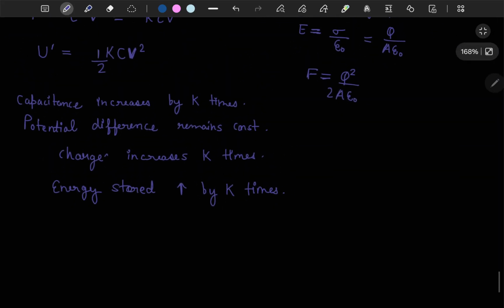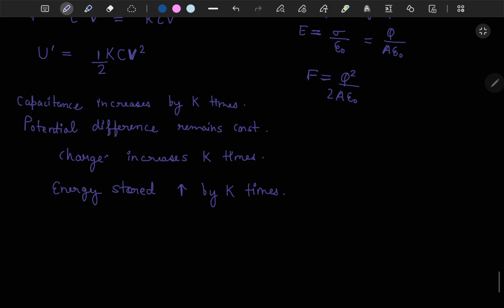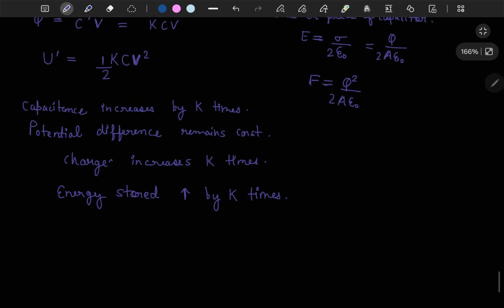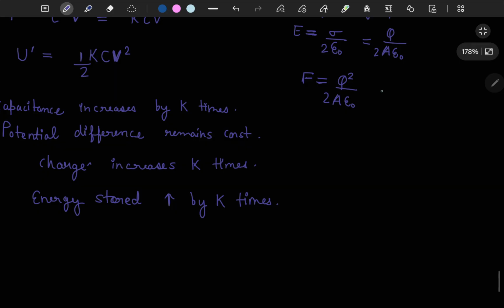Because we are talking about the force on the plates, the electric field of one plate will be sigma by 2 epsilon naught. So it will be 2 epsilon naught. So force will be Q square upon 2A epsilon naught, or we can write it as sigma square A upon 2 epsilon naught. Sigma square A, how? Because sigma square is equal to Q square upon A square. We need here A square, so we are multiplying with A also in the numerator.